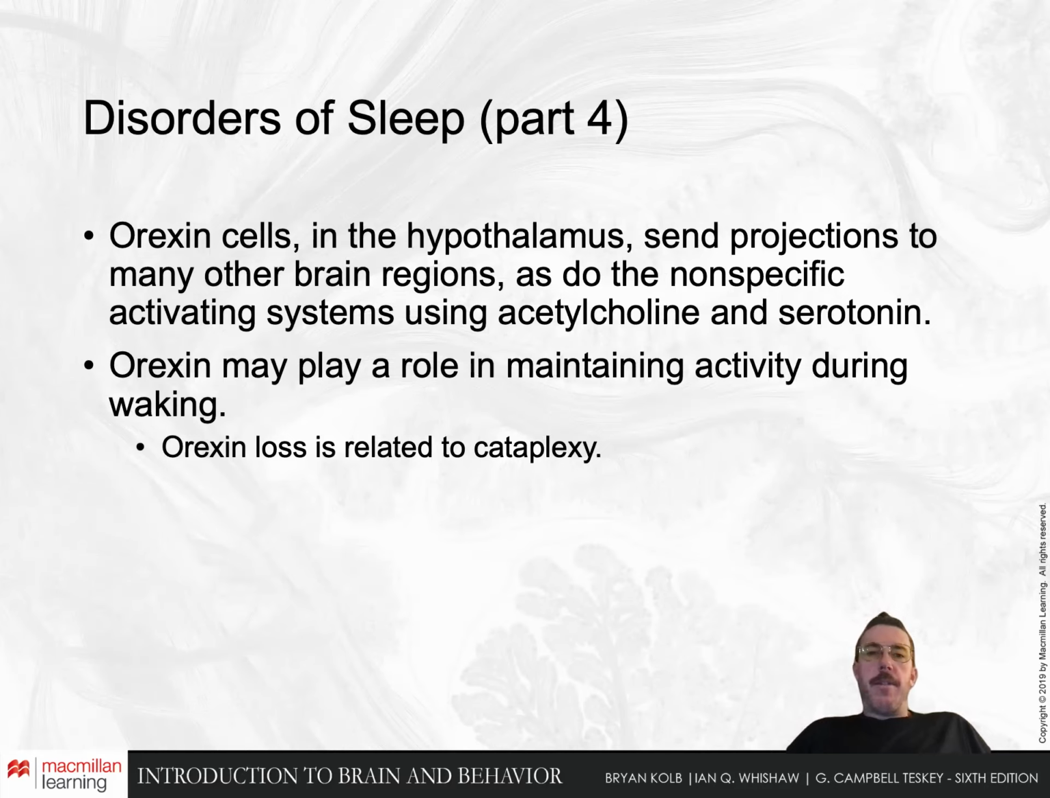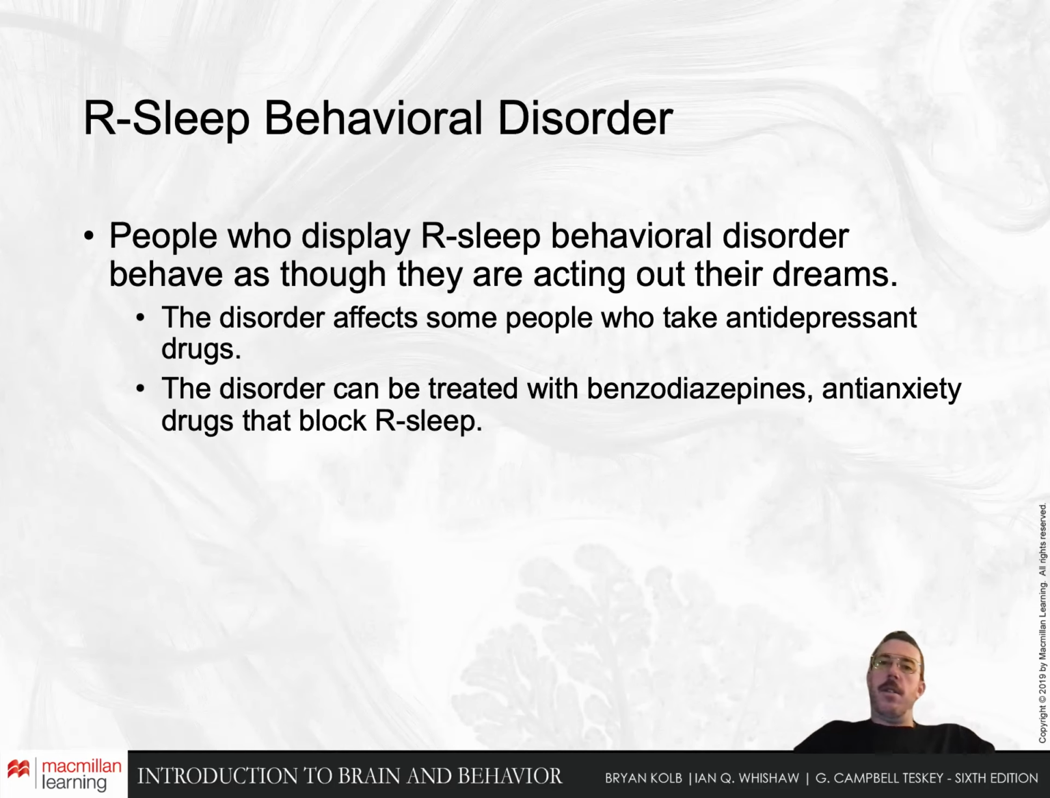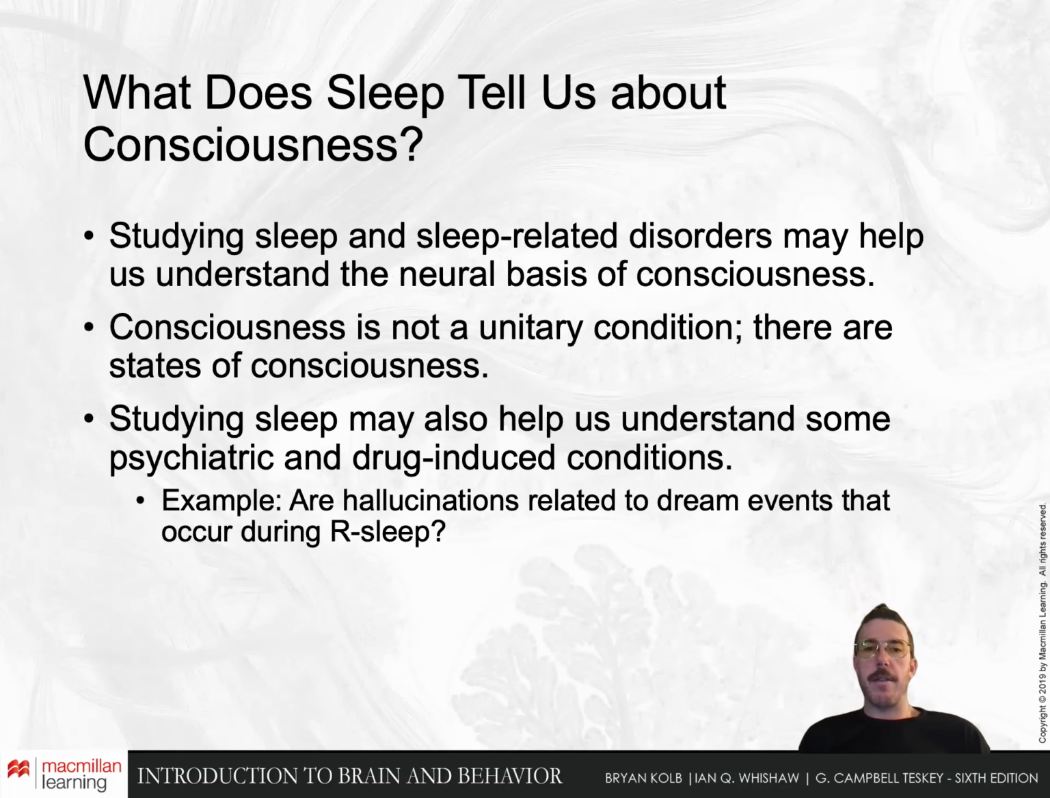Orexin cells in the hypothalamus send projections to other brain regions, as do the other areas we saw in the acetylcholine and serotonin projections. Orexin seems to play a role in maintaining waking as well. And so if you have a loss of orexin, it can be related to cataplexy. Some people have a disorder called REM sleep behavioral disorder, who behave as if they're acting out their dreams. This can affect people who take antidepressant drugs, and it can be treated with benzodiazepines, an anti-anxiety drug that blocks REM sleep. So while they're in REM sleep, their body isn't frozen and they'll actually act out.